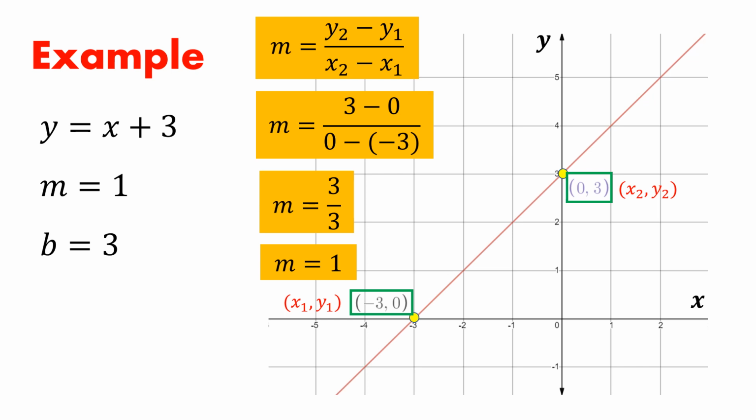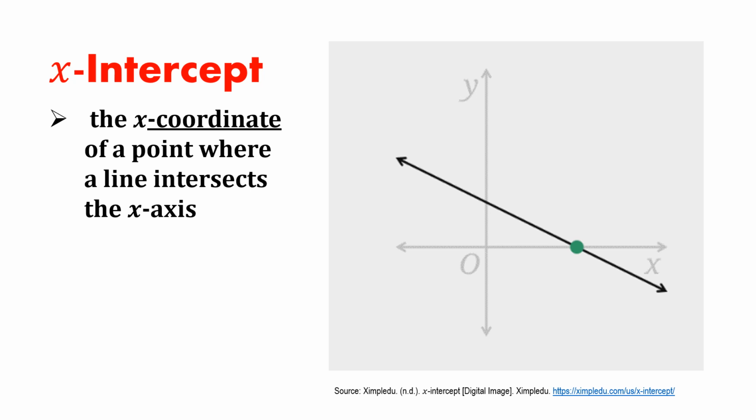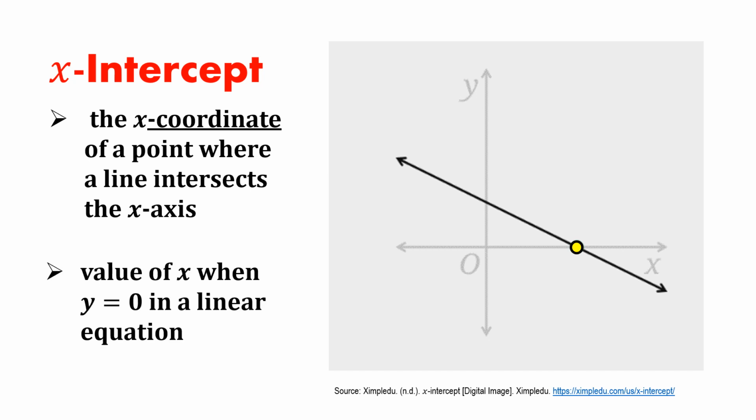The graph of the equation intersects the y-axis at point 0, 3. Hence, the y-intercept is indeed 3. Sometimes, we also want to find the x-intercept of a line. The x-intercept is the x-coordinate of a point where a line intersects the x-axis. It is the value of x when y is equal to 0 in a linear equation.